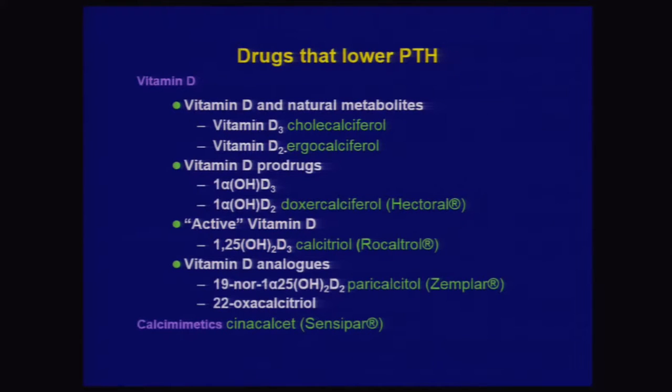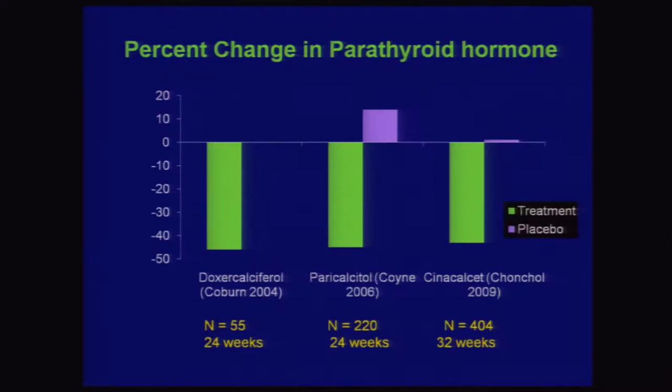So what drugs do we have that lower parathyroid hormone? We have an armamentarium. We have vitamin D, so we have parent D, ergocalciferol and cholecalciferol. We have vitamin D prodrugs, and then we have active vitamin D analogs, and then we also have calcimimetics. And these all reduce PTH levels. There are multiple studies that one can review. However, in general, PTH is reduced by about 40 to 50% by using any of these drugs.